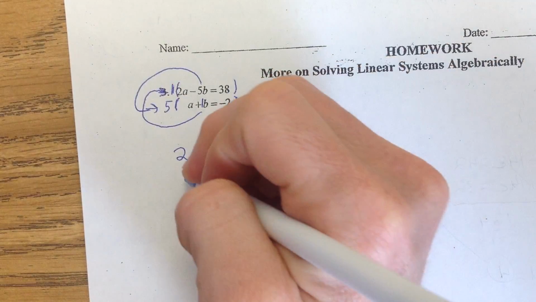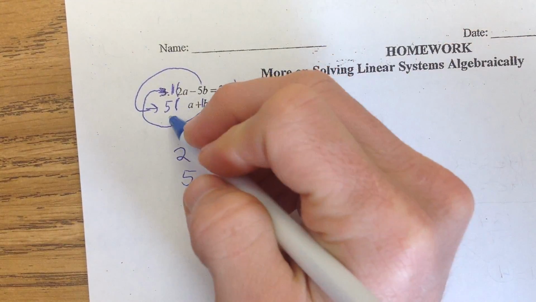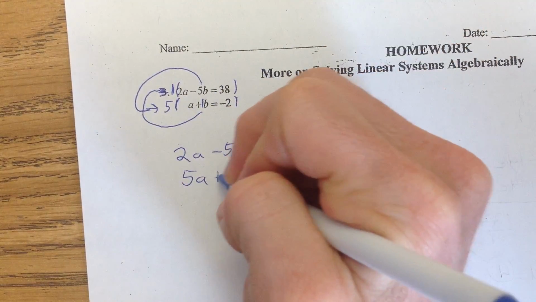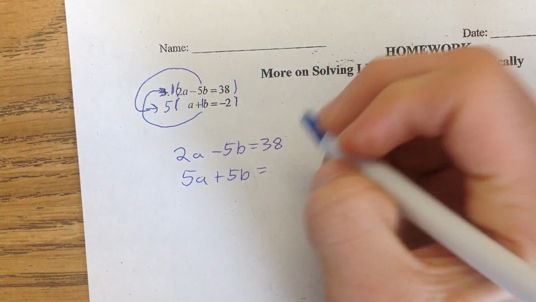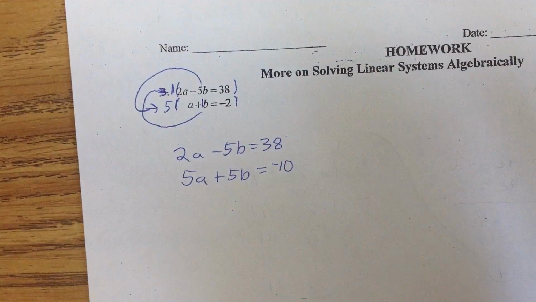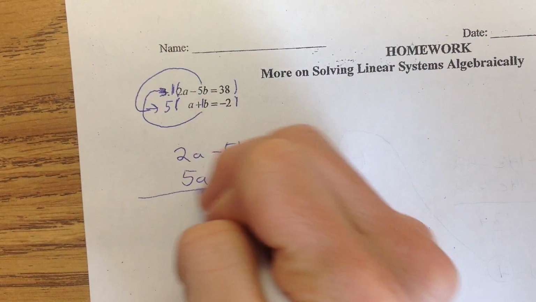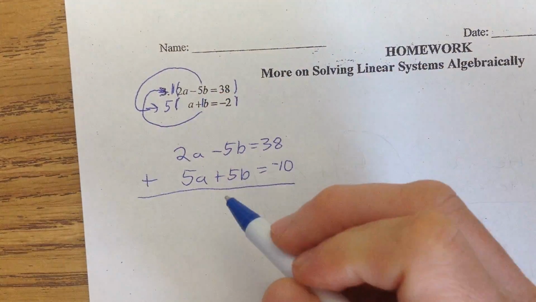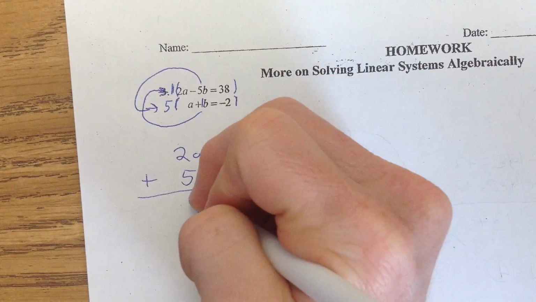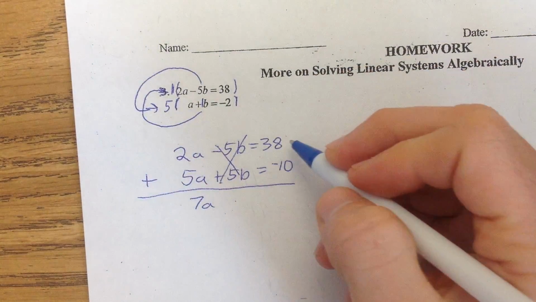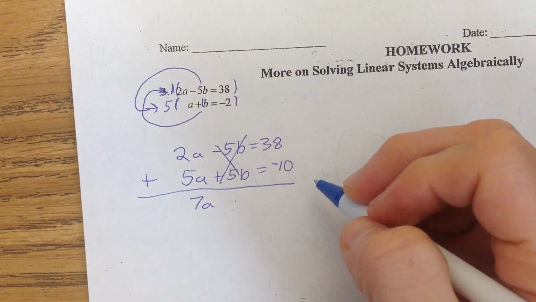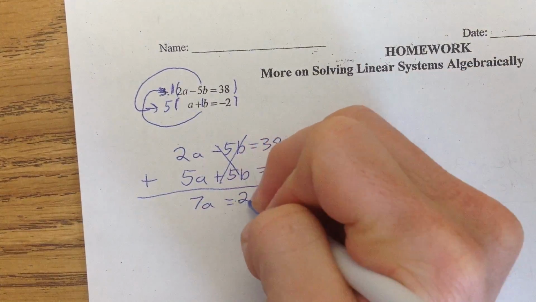We've got 5 times a is going to be 5a, 5 times 1 is going to be positive 5b, and 5 times negative 2 is going to be a negative 10. All right, this gives us our opposites, so we can add these together. 5 plus 2 is going to be 7a. These are going to cancel out. 38 plus negative 10 is going to be 28.